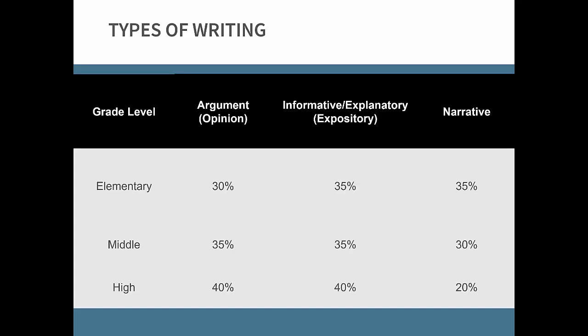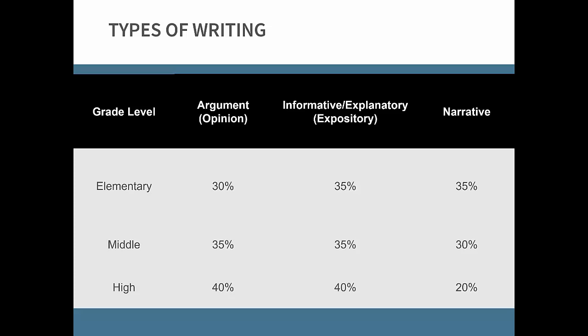The three types of writing standards in elementary deal with argument or opinion, informative or explanatory, more commonly referred to as expository, and narrative writing. According to the chart on the slide, the three types of writing are pretty equally distributed for elementary. It's important to see the transition of writing types from elementary, middle, and high school. Again, relevant, rigorous, and realistic writing tasks keep students engaged and lead to skill improvement.